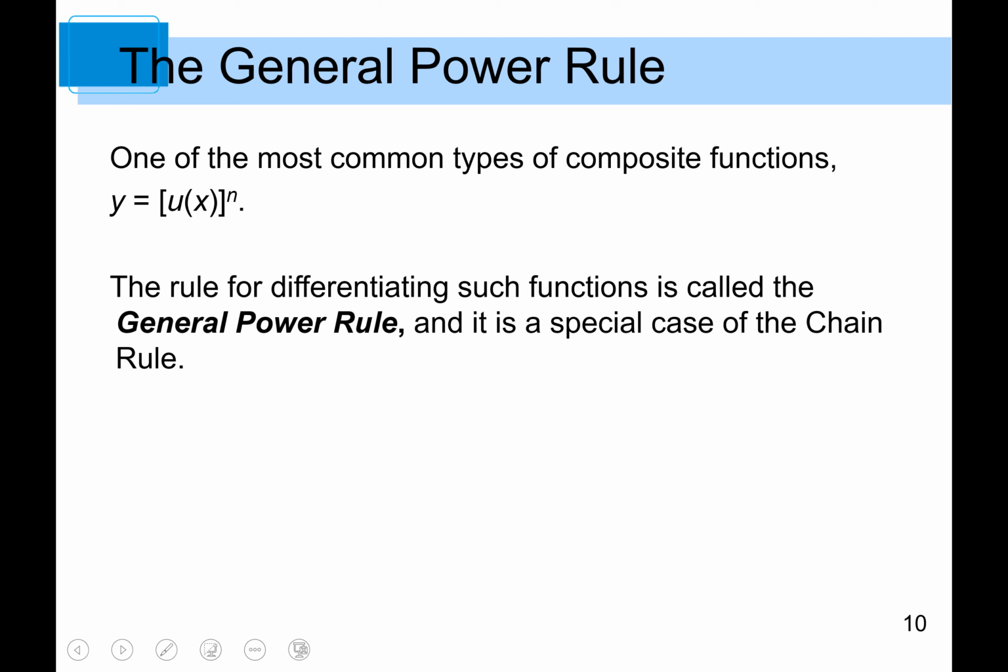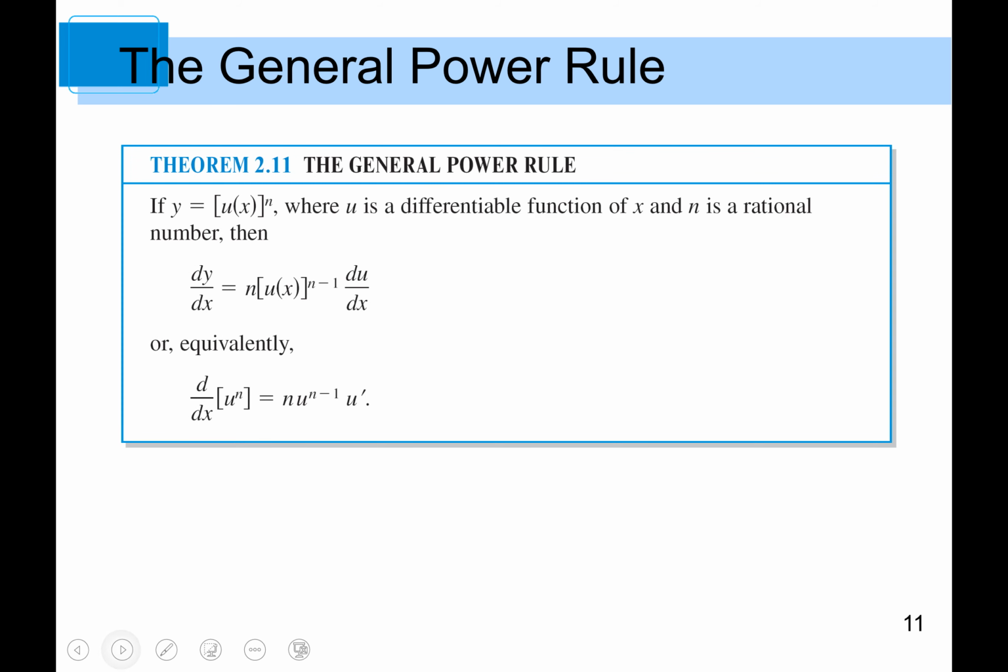One of the most common types of composite functions is y equals u of x, where u of x is already a function, and you raise that to the nth power. The rule for differentiating such a function is called the general power rule, and it is a special case of the chain rule.